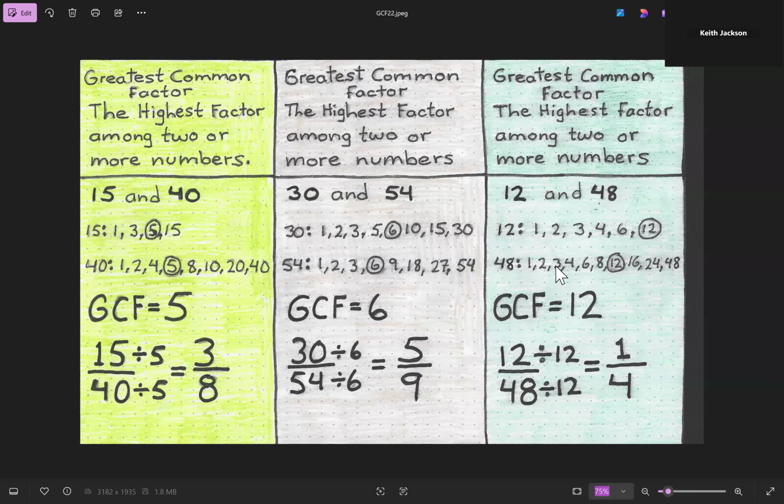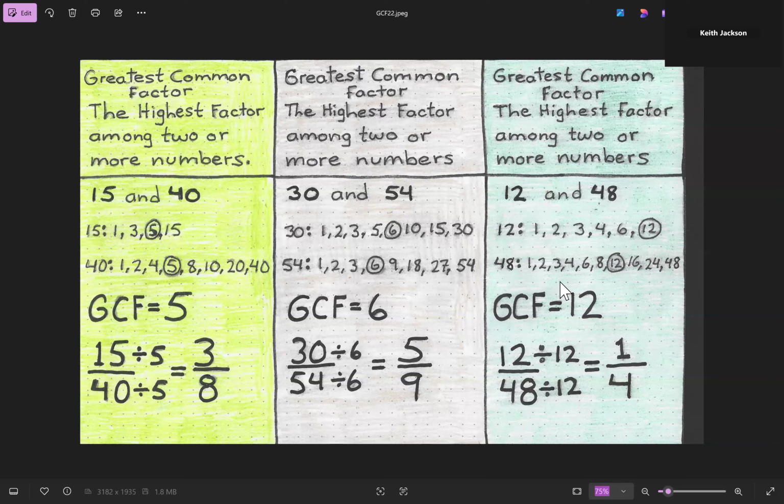Now let's look at the final example in which we're going to find the greatest common factor between 12 and 48. And let's lay out the factors of 12, which will be 1 times 12, which will give us 12, 2 times 6 will give us 12, and 3 times 4 will give us 12. And 48 has many factors, right? So I had to write the numbers a little bit smaller just to fit all those factors in there. And so we know that 1 times 48 will give us 48, 2 times 24 will give us 48, 3 times 16 will give us 48, 4 times 12 will give us 48, and 6 times 8 will give us 48.